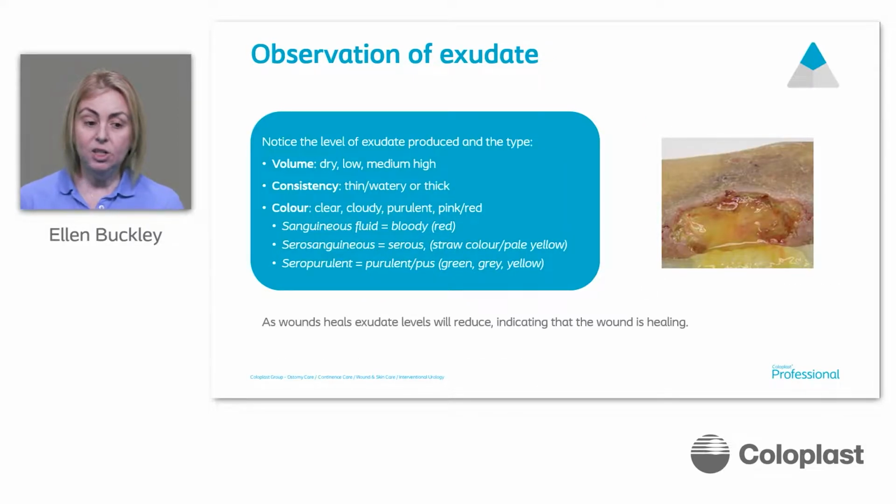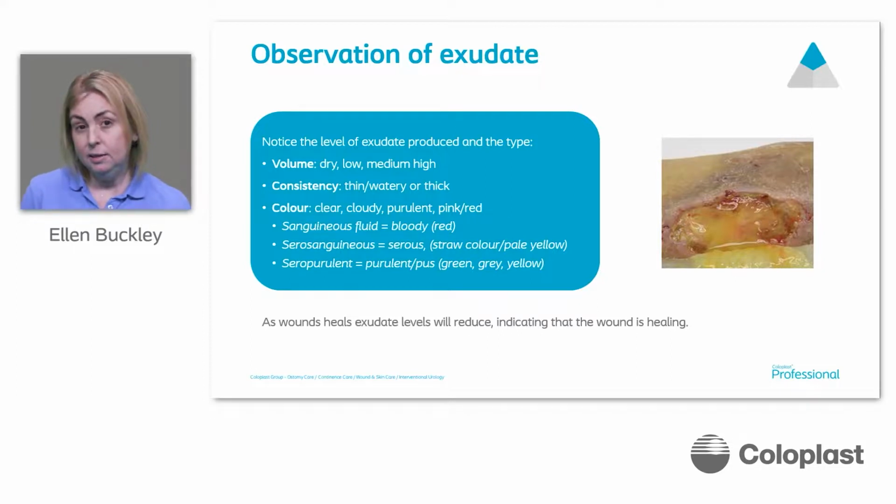So looking at the exudate itself, we make note of things like the volume, so how much exudate is there for this particular wound. Is it a very dry wound or no exudate coming from it? Or is it a medium to high level of exudate? And this is what we're documenting to help us make a decision about how absorbent perhaps the dressing is that we're going to select when we come up with our dressing or treatment plan.